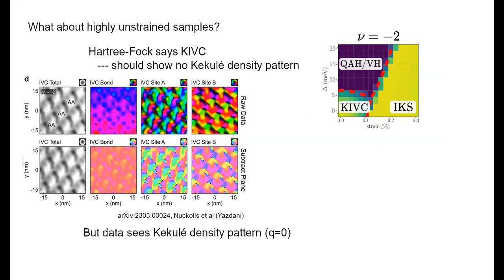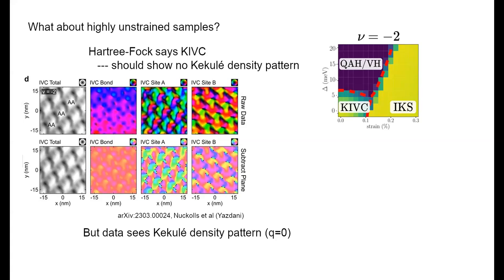Right. What about the highly unstrained samples? Well, okay, we had this at nu equals -2. We had this picture that you should see IKS, and then at low strain you should see KIPC. That doesn't agree with the experiment either, because in the highly unstrained samples, they do see Kekule patterns. The Kekule patterns don't change as you go from place to place.